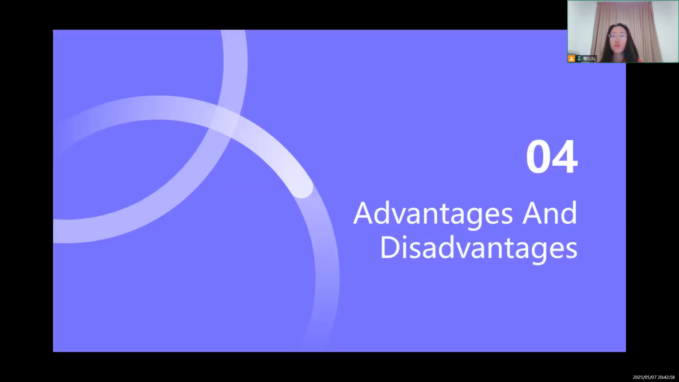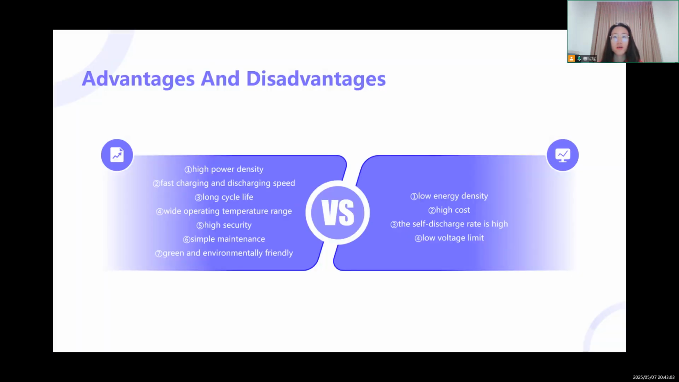For the fourth part, I will introduce the advantages and disadvantages. We can see the left part. I will introduce the advantages of the supercapacitor. First, high power density: over 10 kW/kg, rapidly releasing a large amount of energy. Next is fast charging and discharging speed. It takes several seconds to several minutes to complete the charging. Next is long cycle life. Charging and discharging up to millions of times.